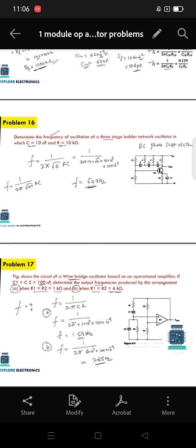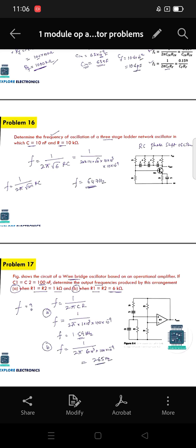Then for B, R1 equals R2 equals 6 kilo ohm. You have to substitute the R and C value. C value is the same for both these frequencies. Okay, you have to substitute the R value as 6 kilo ohm and the C value as 100 nanofarad. Simplifying the equation, you will get 265 Hz as the frequency of oscillation for the Wien bridge.